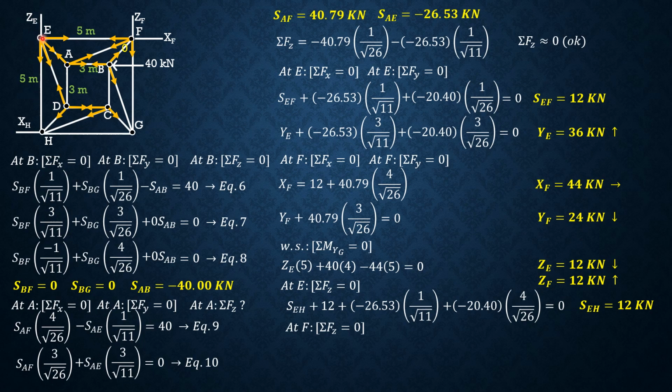So everything is found at E. We can now go back to F, summation forces along Z equals 0 to solve for SFG. So SFG forward, then plus SEF, then G sub F is backward 12. So SEF is 40.79 times 1 over square root of 26, then equals 12, or minus 12 equals 0. So SFG is equal to 4 kilonewtons tension. So also everything is found at F.